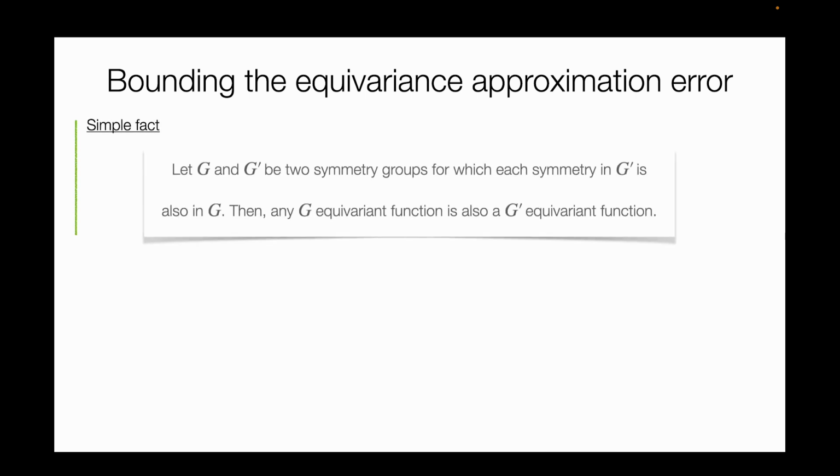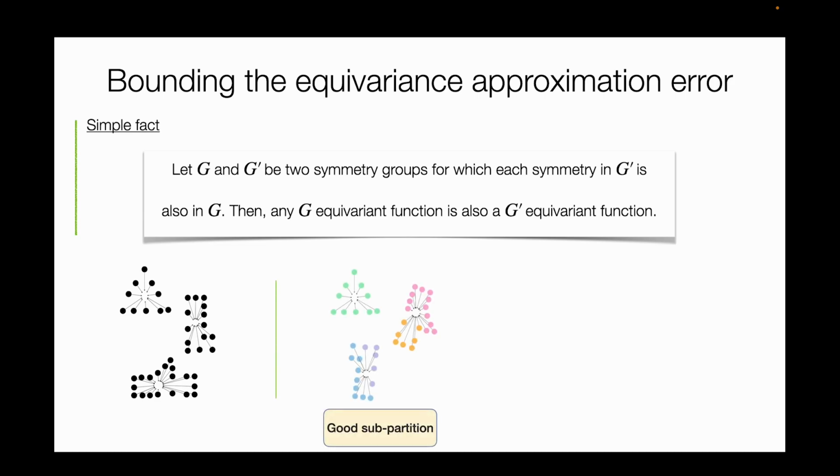To address this, our suggested solution utilizes the following very simple fact. Consider two symmetry groups, G and G prime, with G prime being a subgroup of G. Then any G equivariant function is also a G prime equivariant function. To understand how this fact is relevant for piecewise equivariant functions, let's look at an example of a piecewise equivariant prediction such as point votes, illustrated here with the arrows. In a case where the piecewise function is defined with respect to a partition that is a good subpartition of the ground truth partition, we can expect a zero equivariance approximation error.